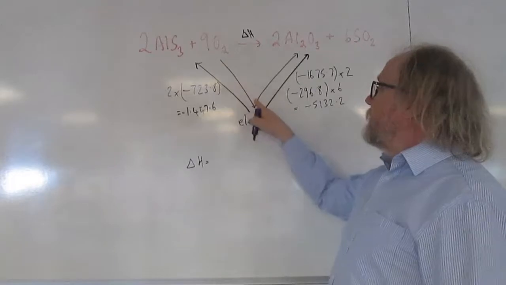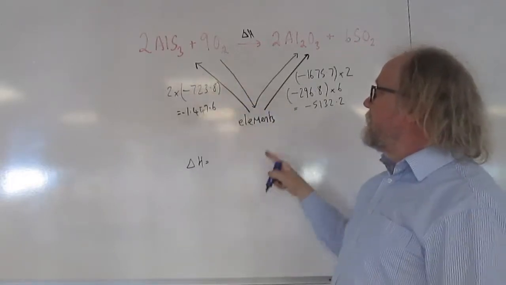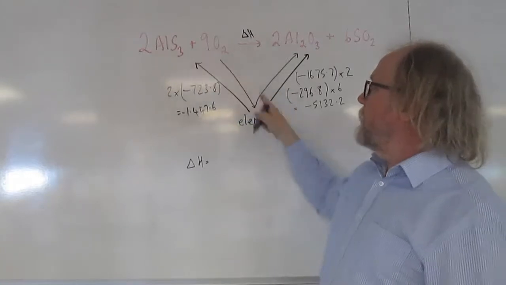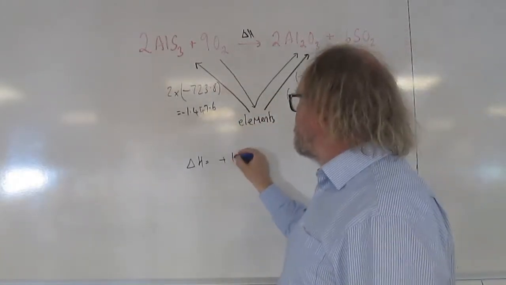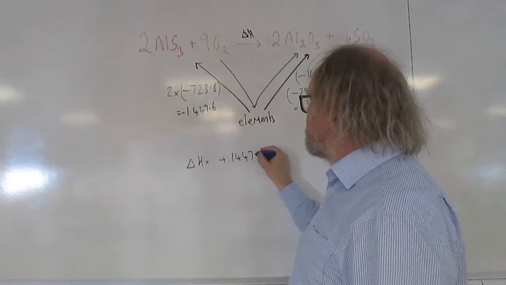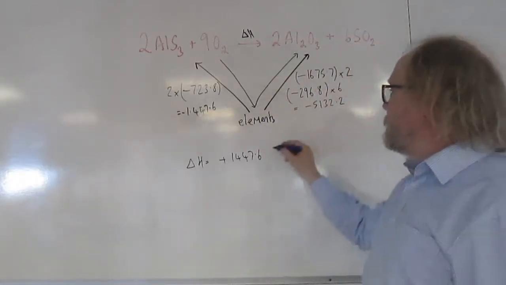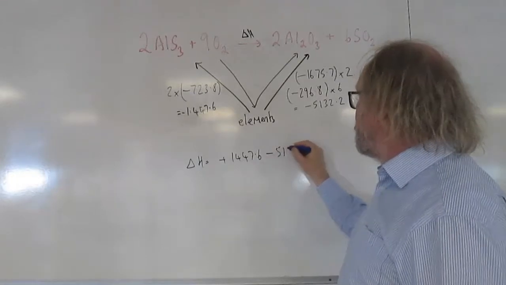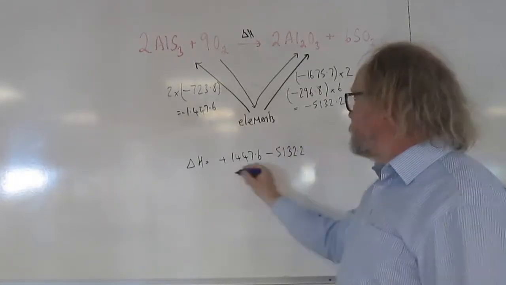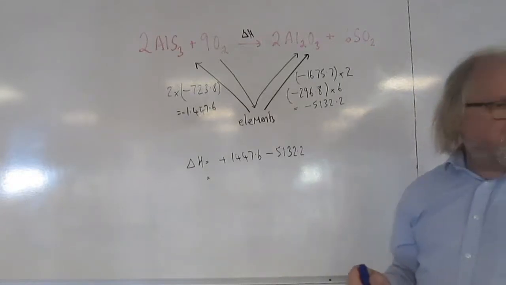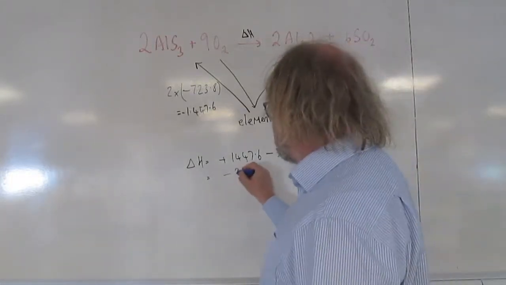And you can see what delta H will therefore be, because the first leg of that journey is just the opposite of this one. So it's minus 1447.6 when you go that way, we're going the opposite way, so it's plus 1447.6. Second leg, we're doing exactly that, so it's the same number, same sign, minus 5132.2. And if you do that subtraction, you get minus 3684.6.